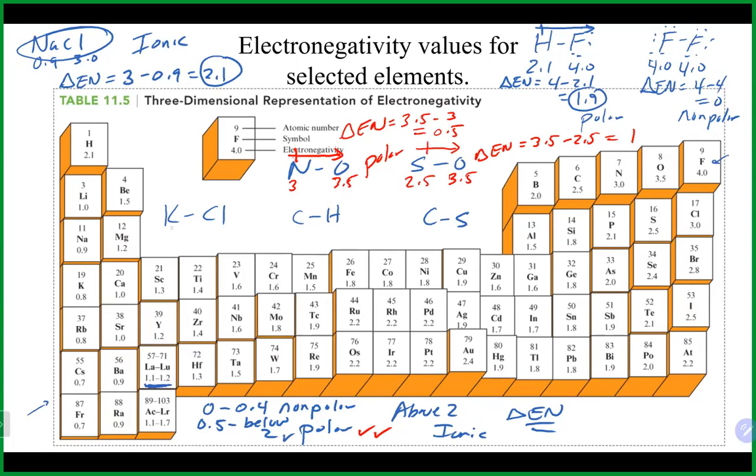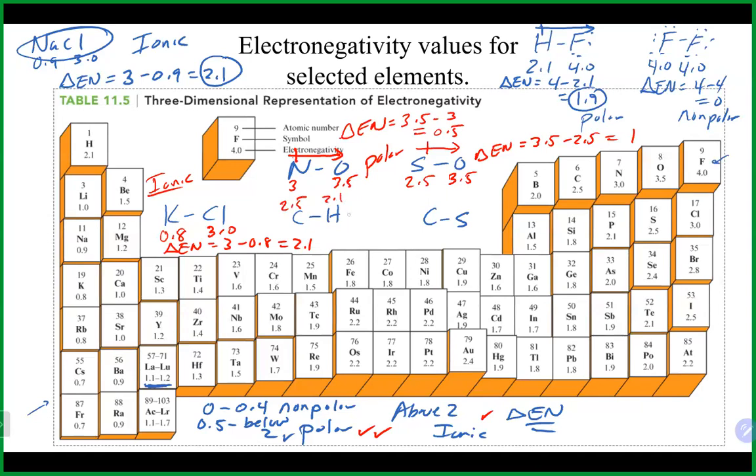If I do potassium, which is 0.8, and chlorine, which is 3, the difference in electronegativity, 3 minus 0.8, is 2.1. That is above 2, which means it's ionic. And once again, we really didn't need that because we know, hopefully, it's a metal and a non-metal together, so it should be ionic.